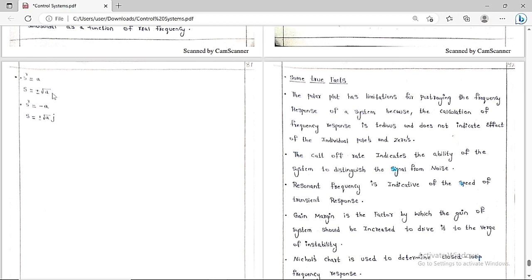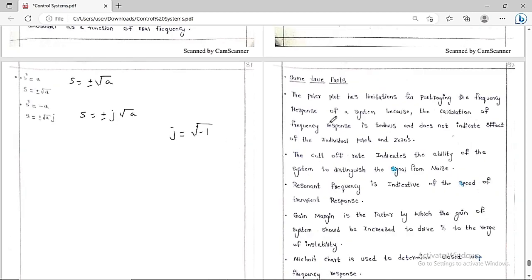So listen carefully. If s square is equal to a, then s is equal to plus or minus root a. If s square is equal to minus a, then s is equal to plus or minus j root a, because j is equal to root of minus 1. So this is a very simple thing, and I don't need to explain more about this. These points you always have to keep in mind.